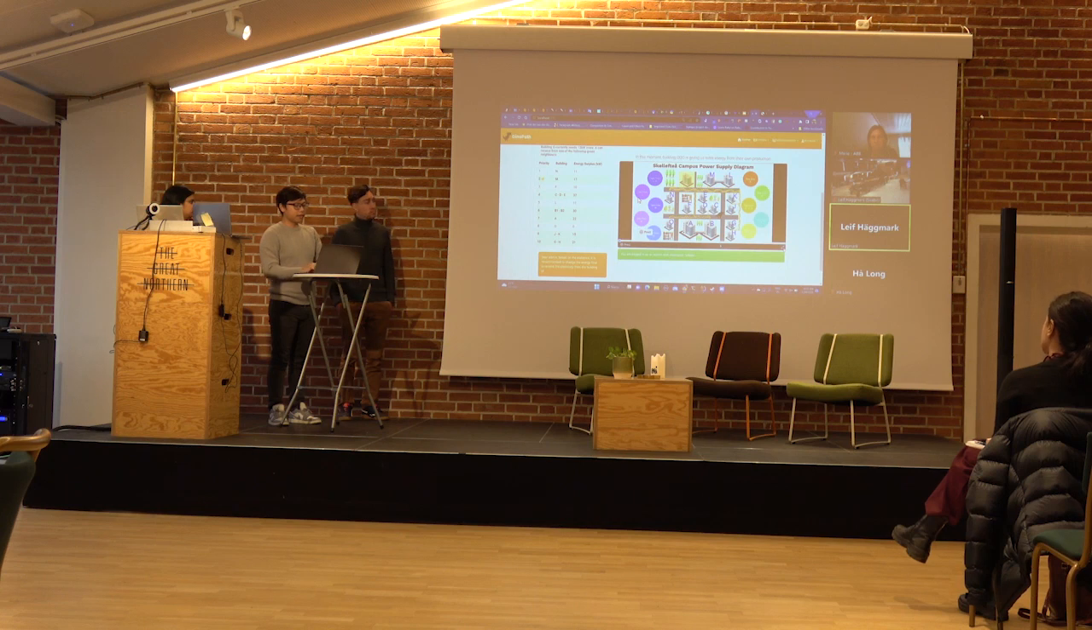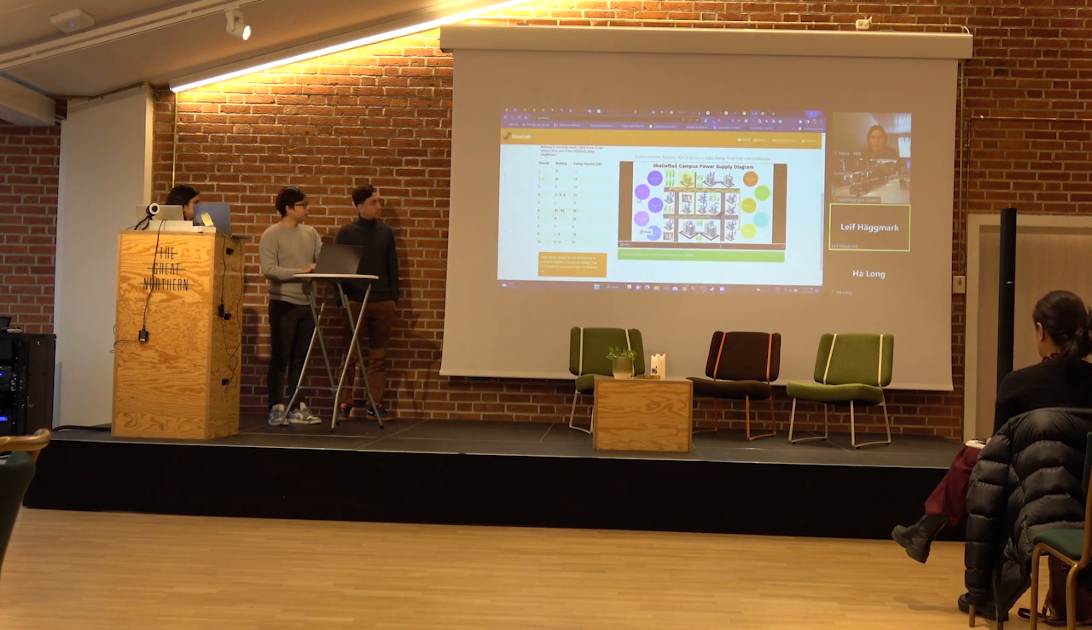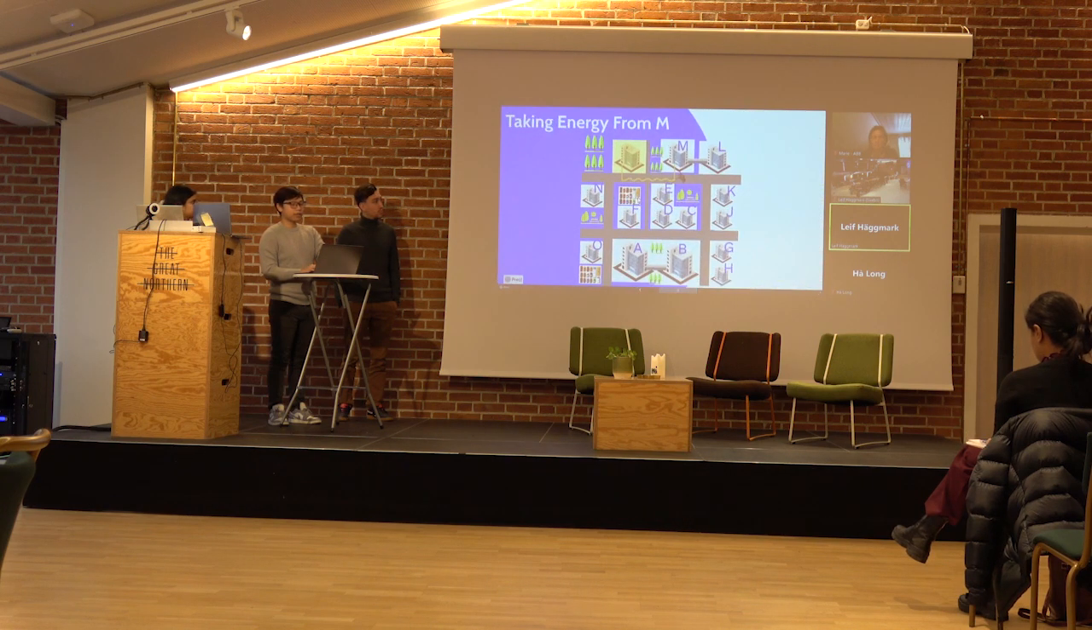For example, here, this is a Celestial campus power supply diagram. So the admin can change the route. For example, currently the system is suggesting to receive the electricity from building M. The admin can take the electricity from M to supply the energy to the Q building like this.